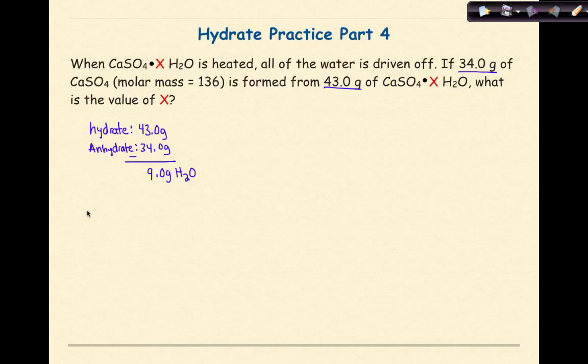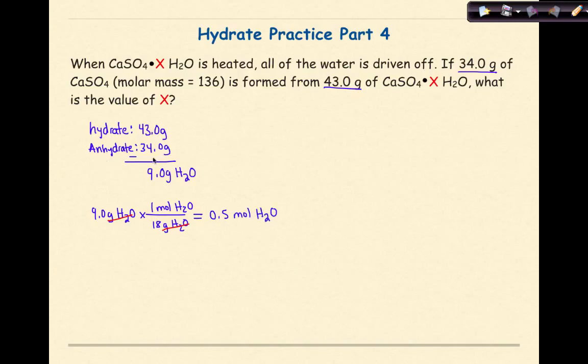The first thing that we want to do here is take this mass of water and convert it into moles. 9 grams of water. We know that the gram formula mass of water is 18. 18 grams of H2O is equal to 1 mole of H2O. And of course, what I want to do here is make sure that my grams cancel my grams. So when I work this out, 9 times 1 divided by 18 gives me 0.5 moles of water.